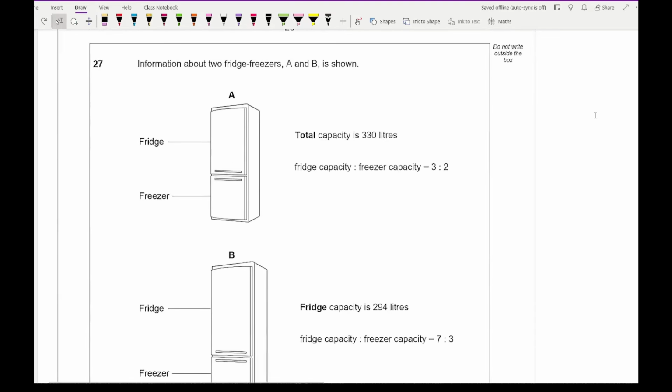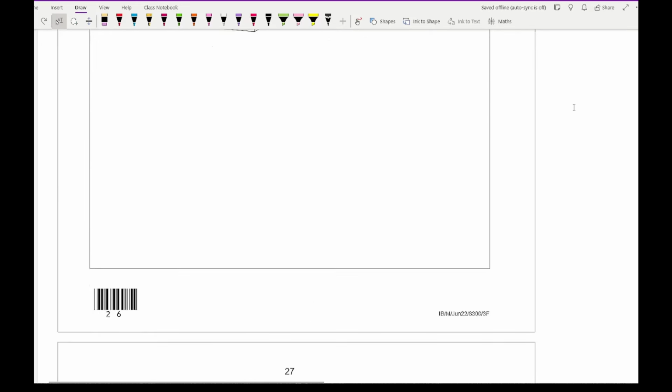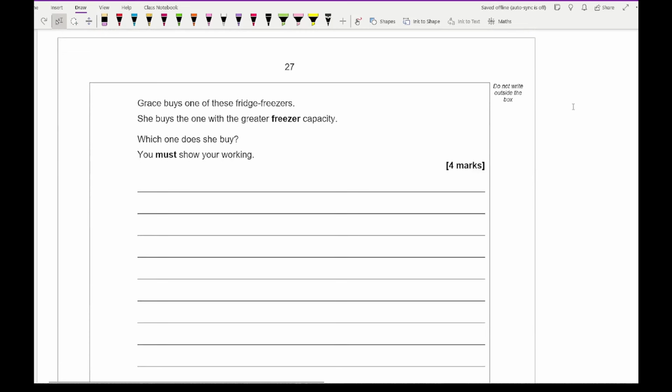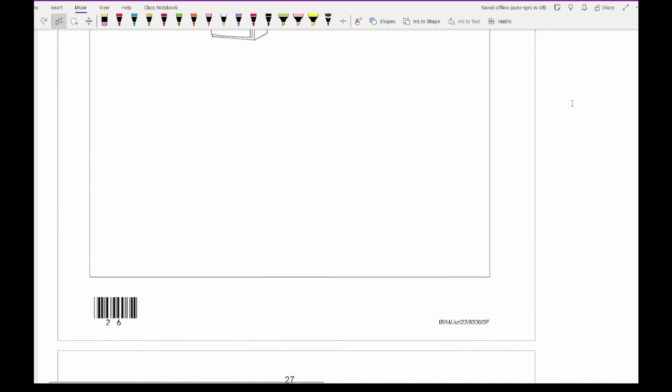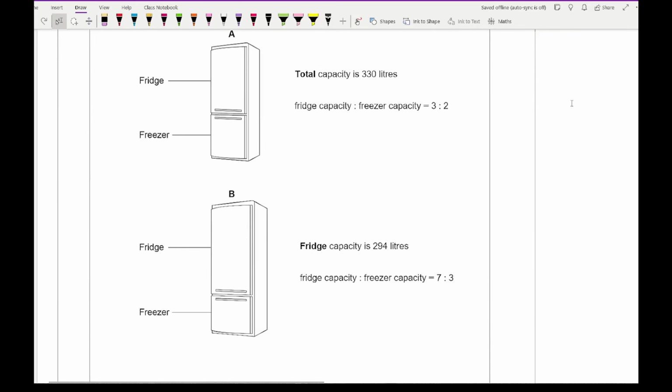Then moving on to question 27, it says information about two fridge freezers A and B are shown. And it says that Grace buys one of these fridge freezers. She buys the one with the greatest freezer capacity. Which one does she buy? So let's go back to the diagram here.